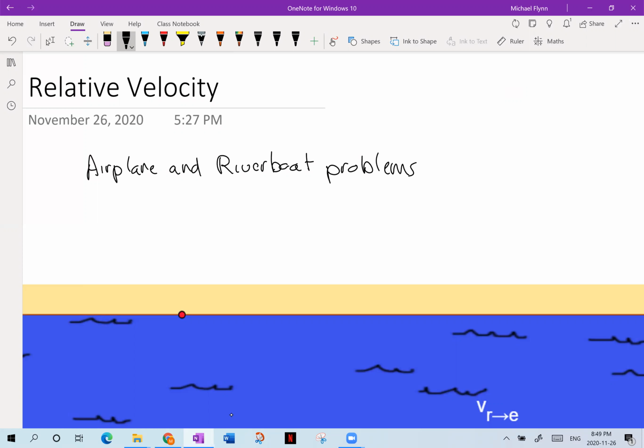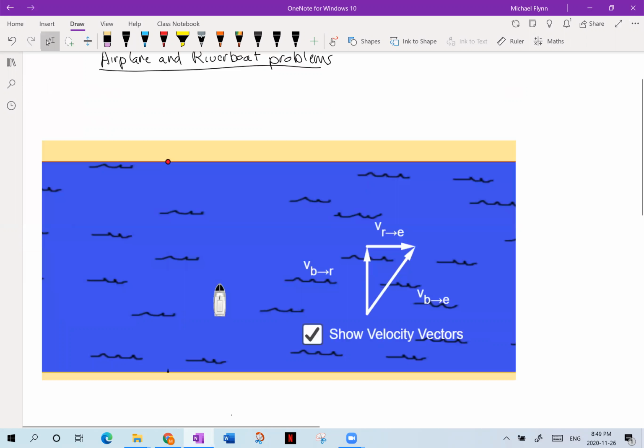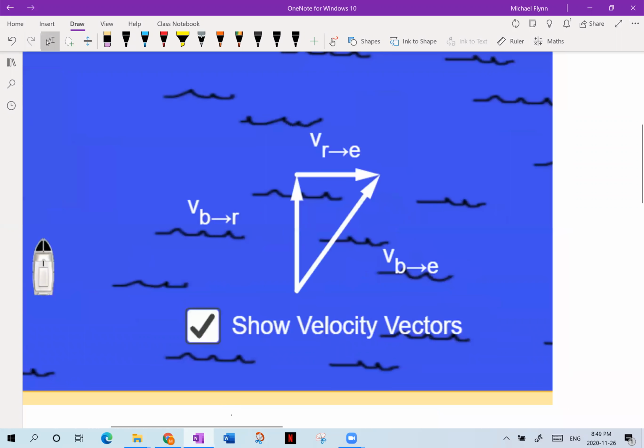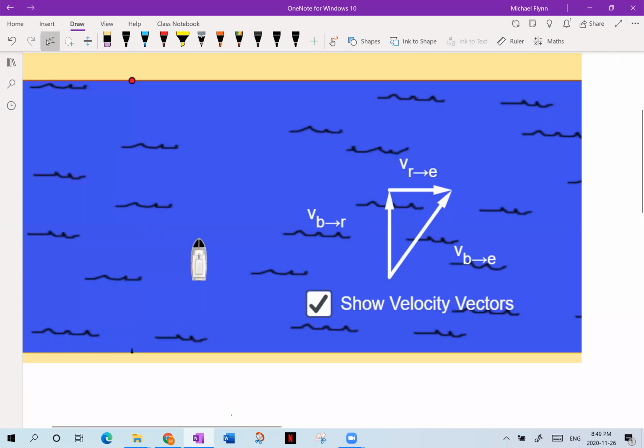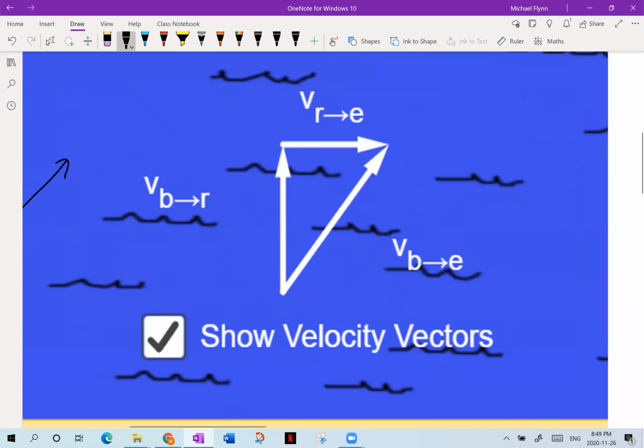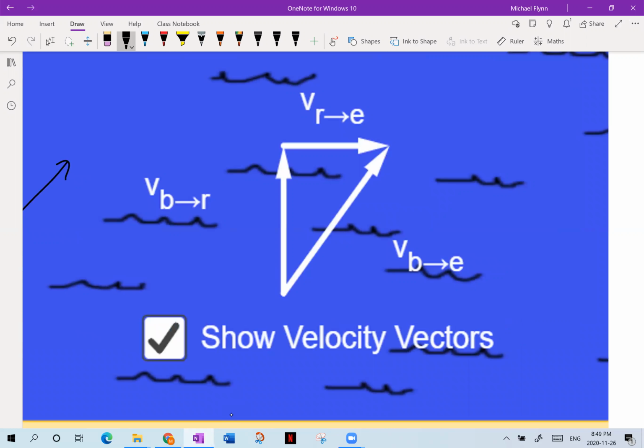Because that's really what they are, airplane and riverboat problems. All right, let's take a look at these pictures here. Here we see this little triangle. Here the boat is pointed straight across, but we see that it's actually going to travel this way, okay? And let me explain using this little vector diagram what we're looking at.